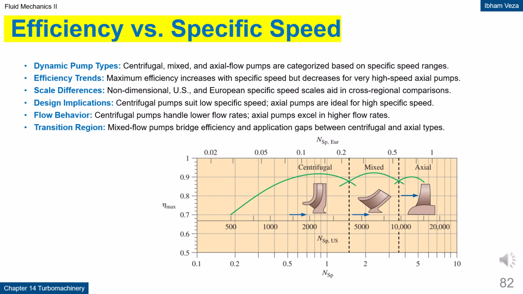Efficiency versus specific speed. Dynamic pump types, such as centrifugal, mixed flow, and axial flow, can be classified based on their specific speed ranges. In general, the maximum efficiency increases with specific speed up to a certain point, then decreases for very high-speed axial pumps. Centrifugal pumps are suitable for low flow rates and high head, while axial pumps are suitable for high flow rates and low head. Mixed flow pumps lie in between as a transition. This chart helps in selecting the most appropriate pump type for a given system.